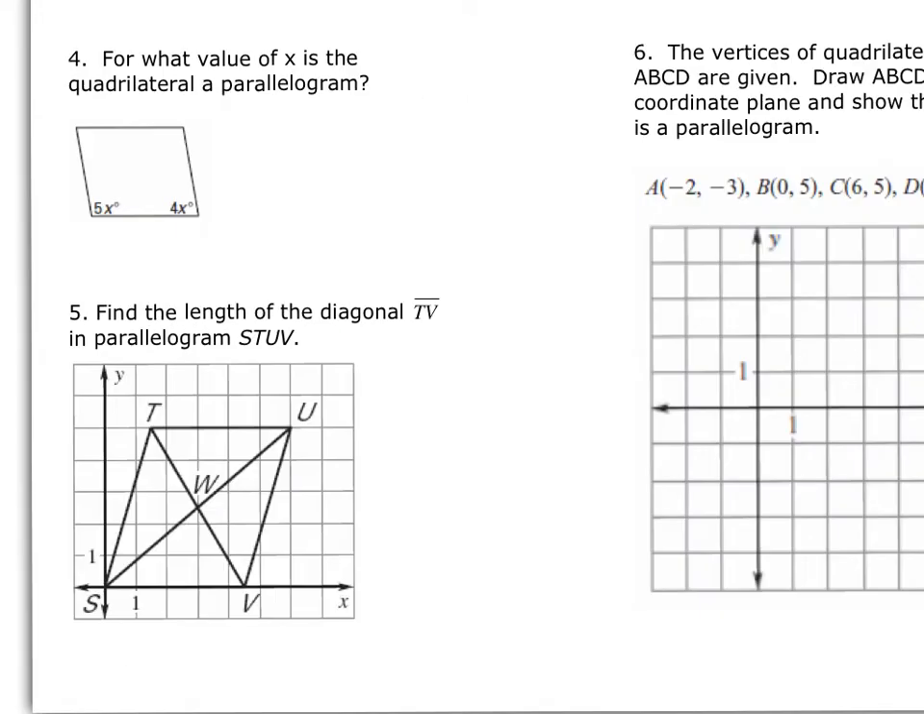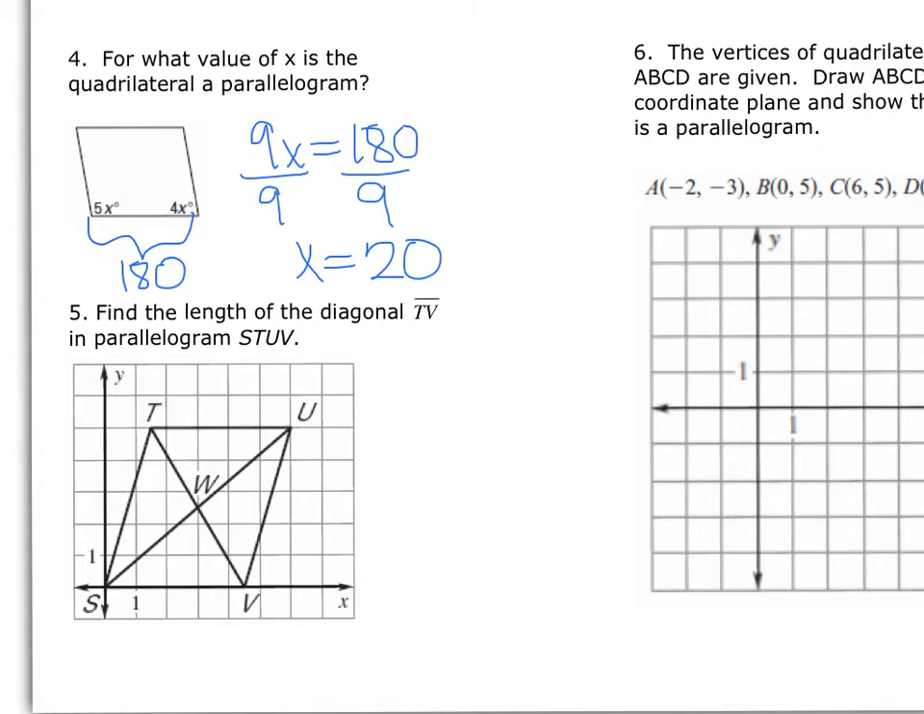Next, number 4, for what value of x is the quadrilateral a parallelogram? Well, if this quadrilateral is indeed a parallelogram, then consecutive angles are supplementary. So to make this a parallelogram, I would have to make those angles supplementary. And when you make them supplementary, x comes out to 20. So the only time that this quadrilateral is indeed a parallelogram is if x is 20. x cannot be anything else but 20.